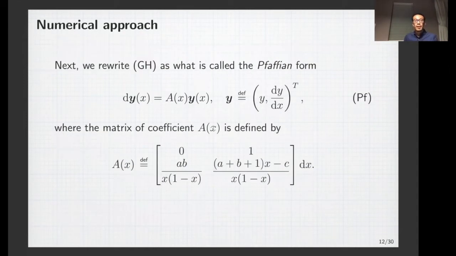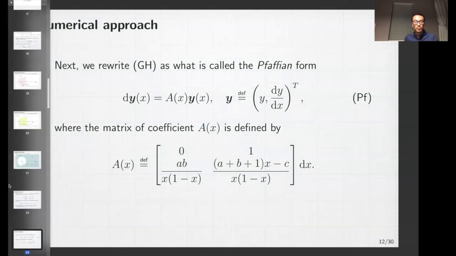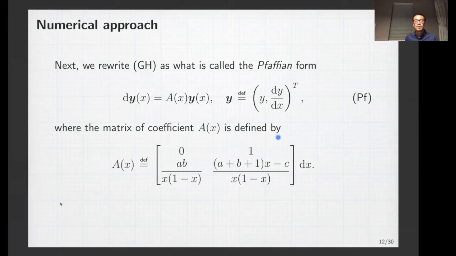We rewrite the hypergeometric differential equation as what is called the Pfaffian form. The Pfaffian form is denoted like this, and there is a matrix coefficient A(x), which is defined by this one. We note that this is a non-autonomous system, so it is slightly difficult to consider the rigorous integrator.